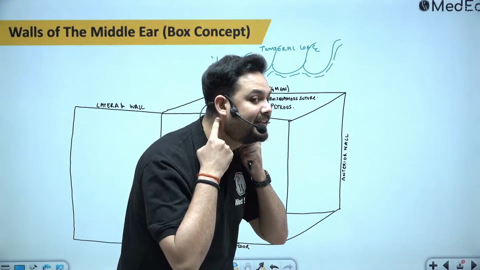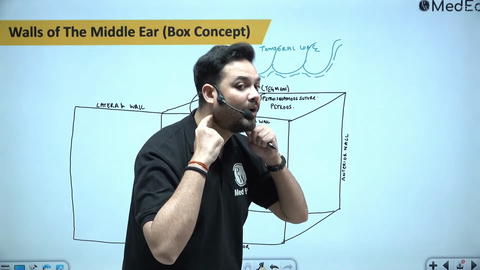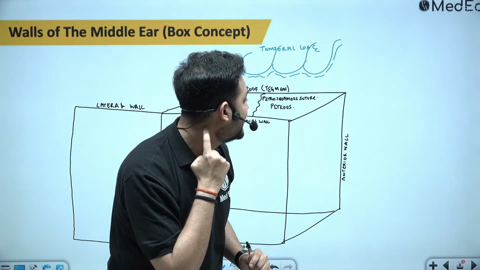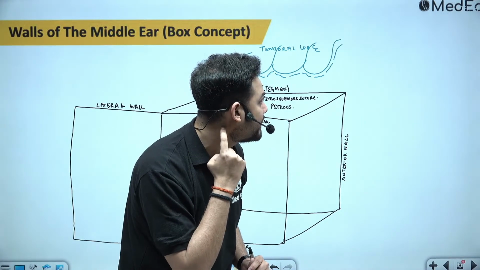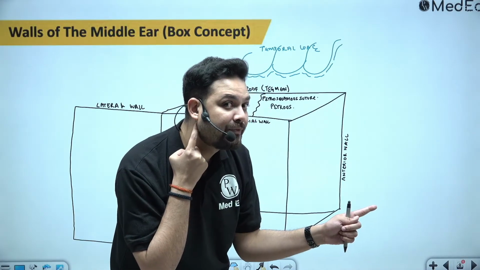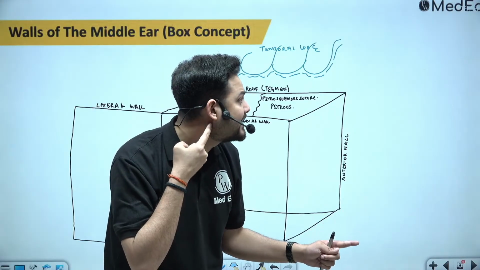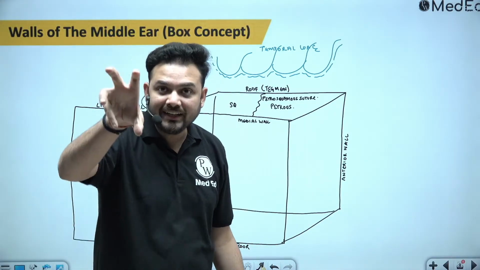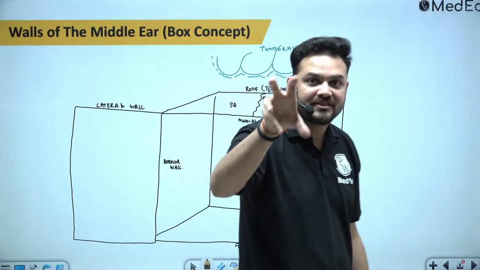The sigmoid sinus then takes a kind of bulge or loop. See, it comes down like this, sigmoid, and then it makes a loop, and this loop or bulge is present at the floor of the middle ear, and then it comes down to the jugular foramen to form the internal jugular vein. So basically the internal jugular vein is a continuation of our sigmoid sinus.